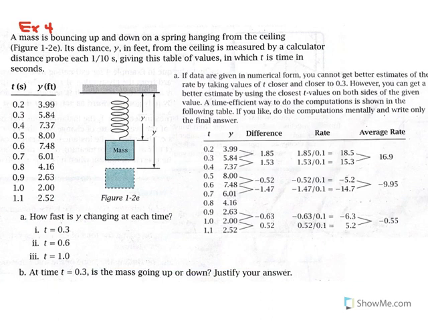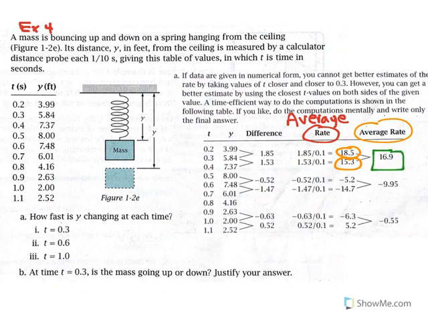So that's what you see here. We calculate the average rate of change. So these are average rates of change. And this is the average of two average rates of change. And we're going to use this as our approximation for the instantaneous rate of change of the distance from the ceiling with respect to time at 0.3 seconds.